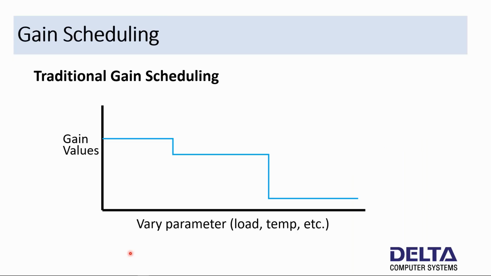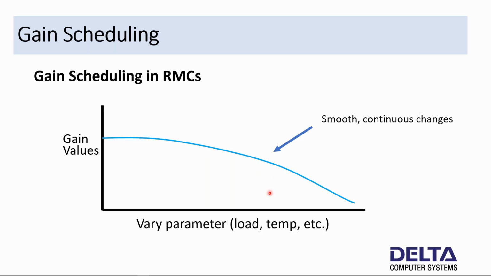Now, classic gain scheduling is basically like this. You have your varying parameter like load, and as that varies, you change your gain values. And I've seen some examples of this in the industry. Kabang, they change the gain values really quickly and abruptly. I don't like that. These discrete changes can cause problems. So what I prefer is having smooth continuous changes, and it's very easy to do that in the RMC using curves.